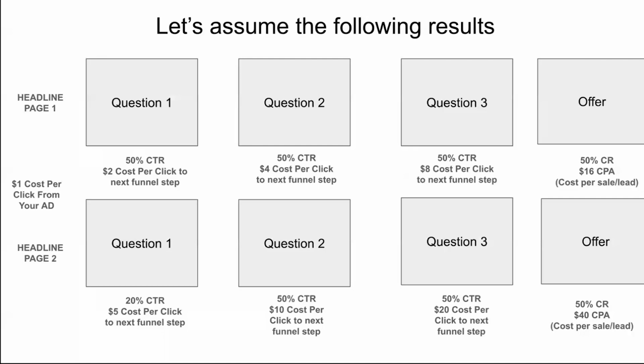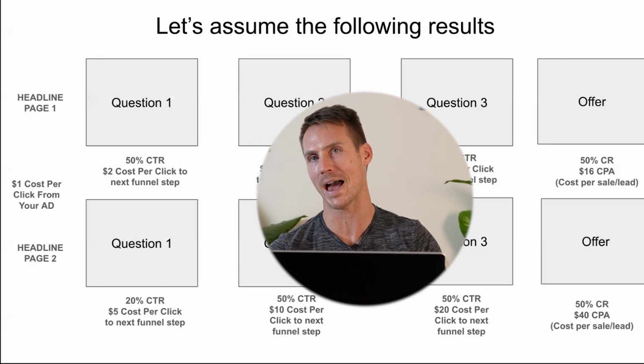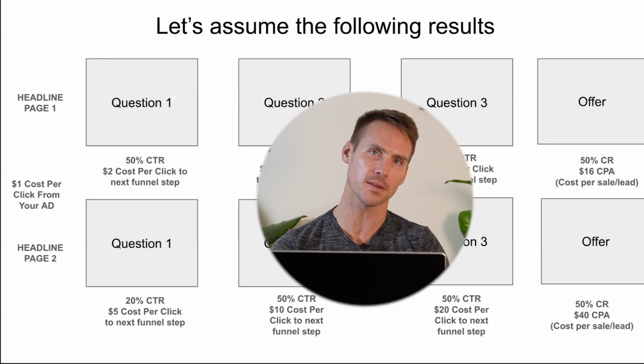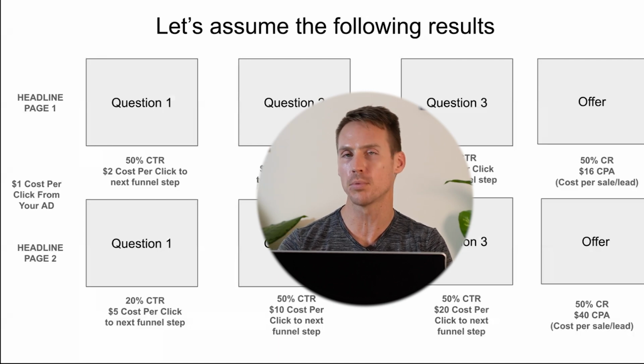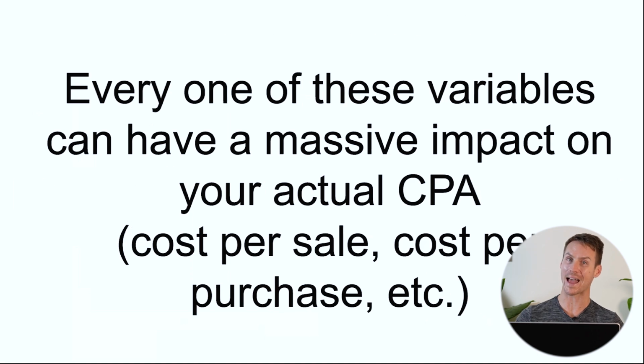But this is a huge difference. This is the difference between someone spending tens of thousands of dollars per day and making a bunch of money versus someone consistently losing money, okay? And yes, the ads have a direct impact on this, but that's only one piece of the equation, right? It influences the intent behind the action, behind someone actually purchasing or filling out the form or picking up the phone and calling, and the cost for the traffic. But ultimately, you could completely change the outcome of your business and whatever you're advertising if you just focus on these simple things. So every one of these variables can have a massive impact on your actual CPA, your cost per sale, your cost per purchase, your cost per lead, cost per call, whatever it is you're measuring, okay?